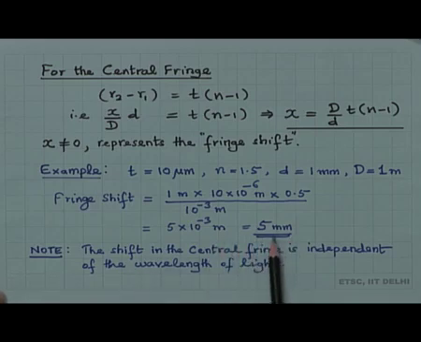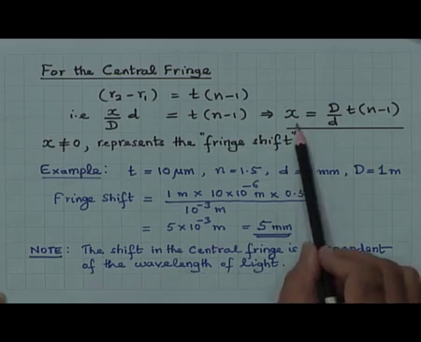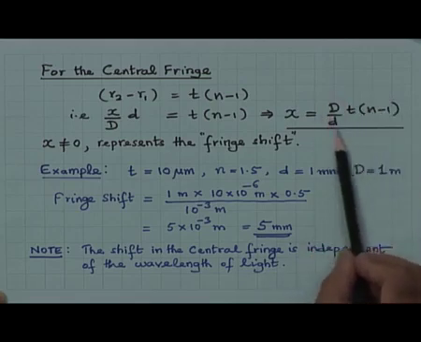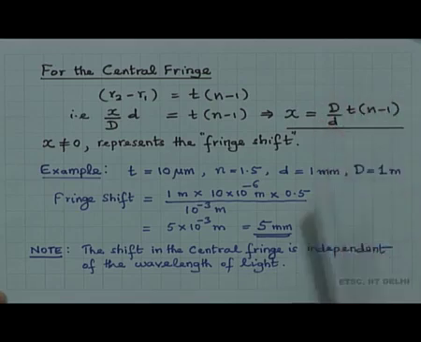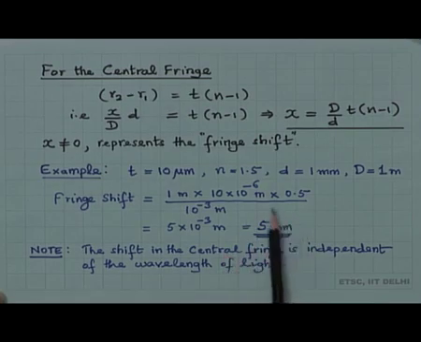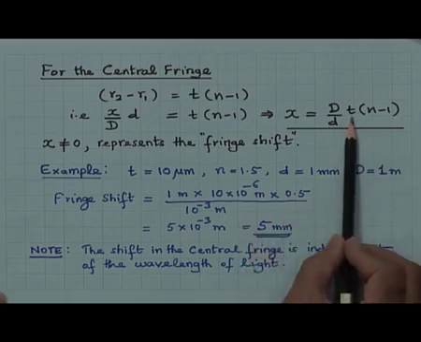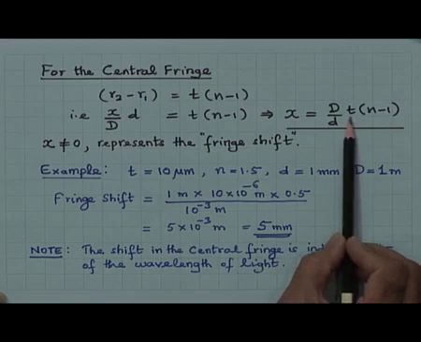So the central fringe is shifted by 5 millimeter. Note that the shift in the central fringe is independent of the wavelength of light. The shift shown here does not contain the wavelength of light anywhere. So it is independent of the wavelength of light. Therefore, how can one use this? Note that if the shift is experimentally determined, then we can determine the thickness t of the given sheet.